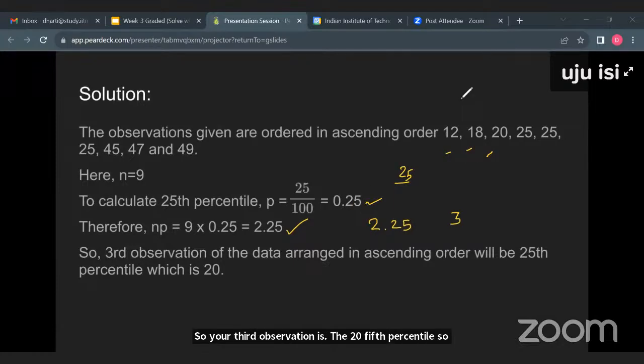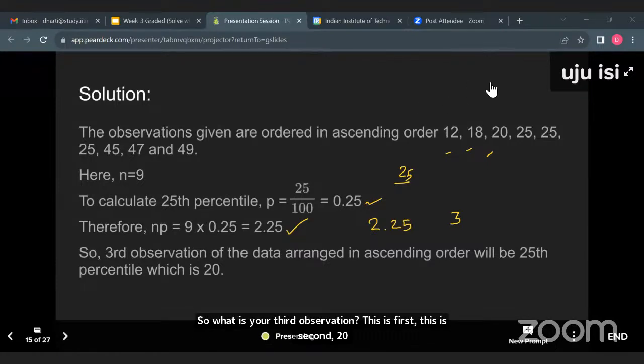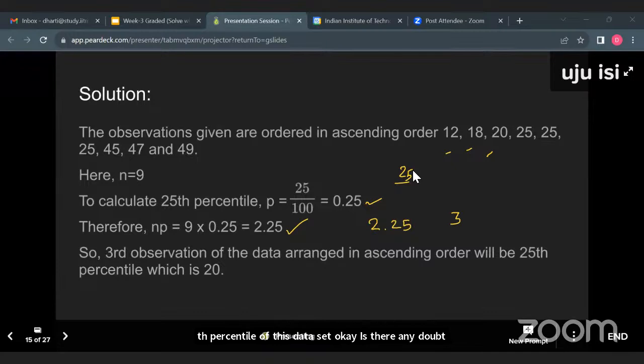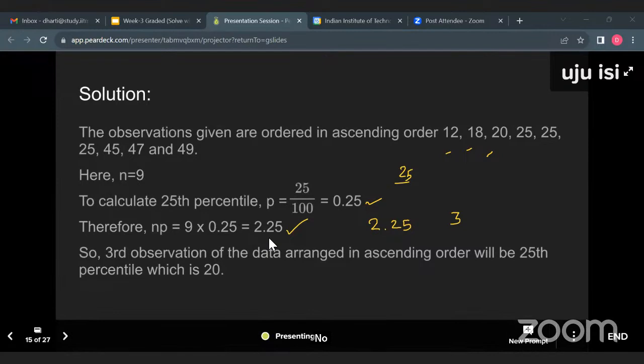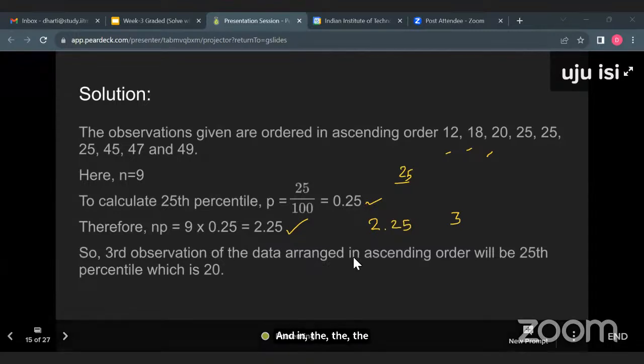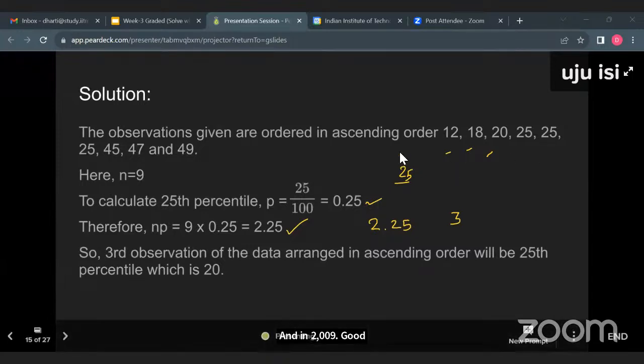Okay. Is there any doubt here? Ma'am, if n into p is an integer only. Sorry? N into p is an integer. How? 9 into 0.25 will be 2.25. Assume, okay, if your n into p is equal to let's say 5, then your fifth point is the percentile.